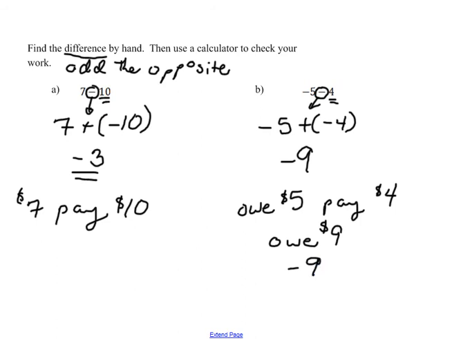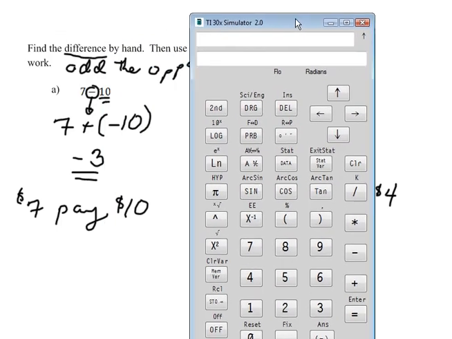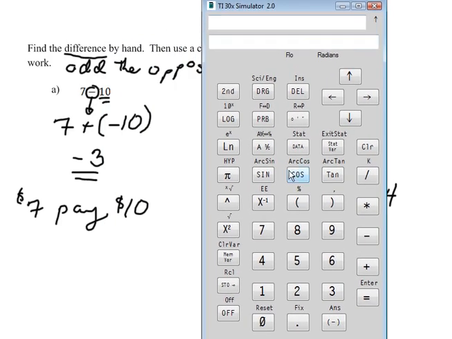Now to check our work on a calculator, let me just pull the calculator over here. We want to just be careful of the difference between subtraction and the negative sign. So subtraction is over here. Here's my subtraction, and here's my negative. So if I want to do 7 minus 10, we're going to enter in 7 minus, we're going to use the subtraction sign here, 10, and when we enter that in, we'll get negative 3 for our solution.